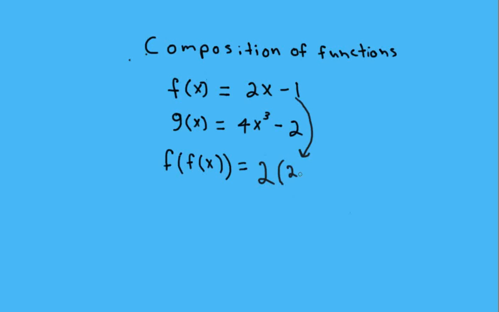So now you have 2 times 2x minus 1 minus 1. So now we have 4x minus 2 minus 1. And our answer is 4x minus 3. Okay, let's try another example.